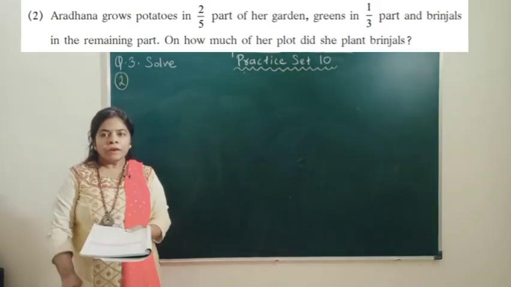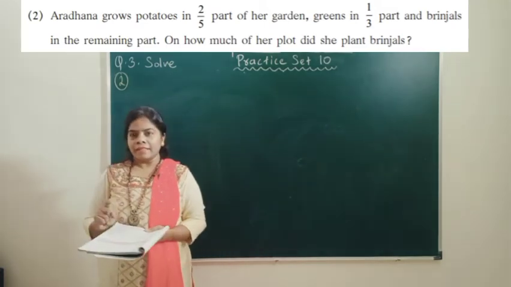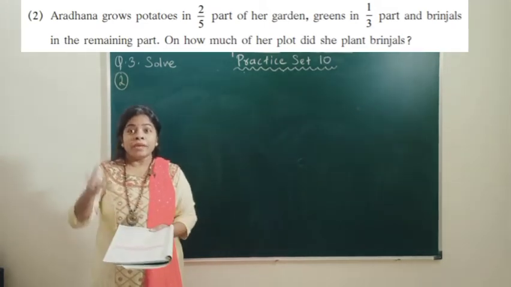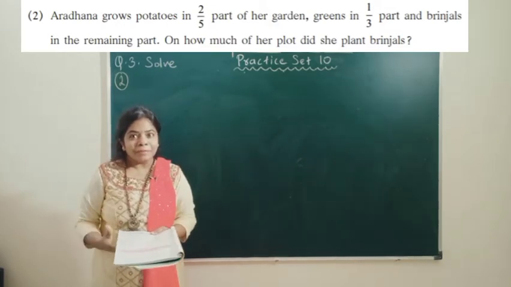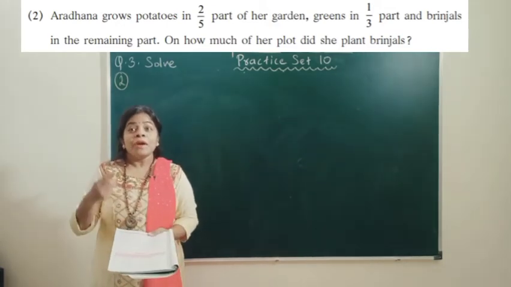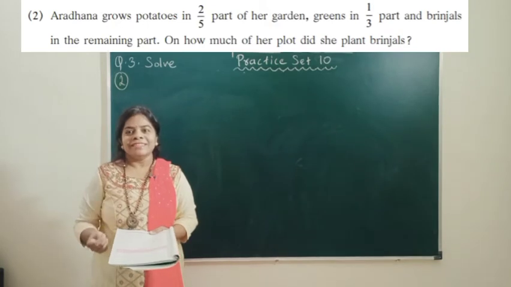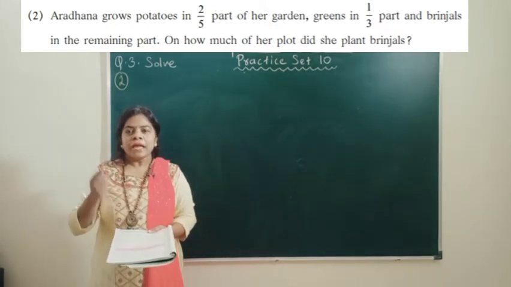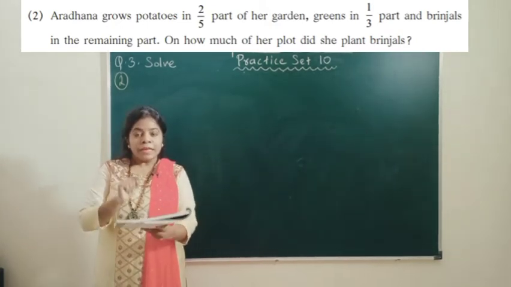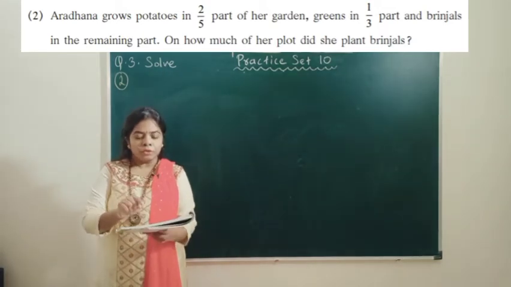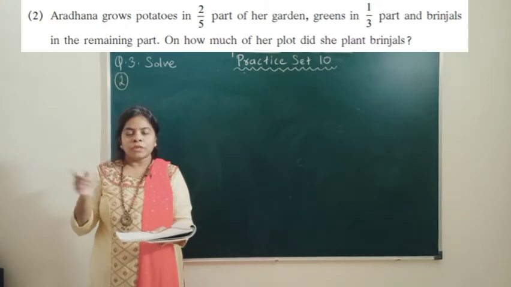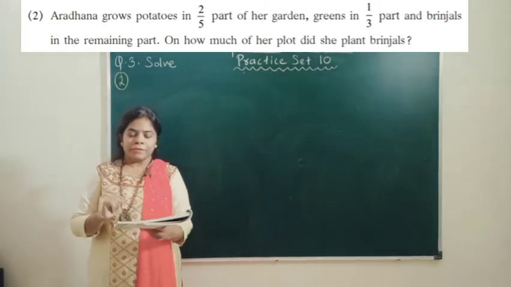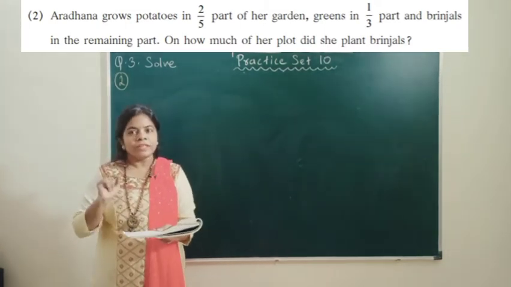So here there is one person, Aradhana, and she is growing 3 types of vegetables. What are those 3 vegetables? Potato, greens, brinjals. These 3 vegetables. In that also, she is growing potatoes in 2/5 part of the garden. How much part she is using for potatoes is given. Greens in 1/3 part.